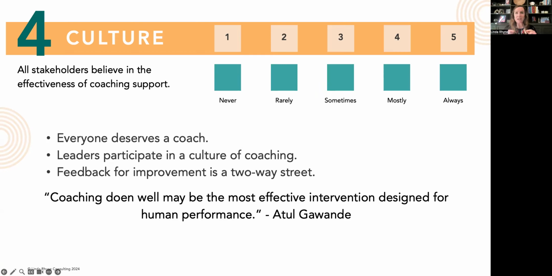So I encourage you to consider, if you take nothing else away from today, think about who is invited to give feedback, when and how. And is it a one-way street currently? And how can you make it a two-way street so that everybody has an opportunity to participate in a feedback loop and receive feedback on the work that they're doing?